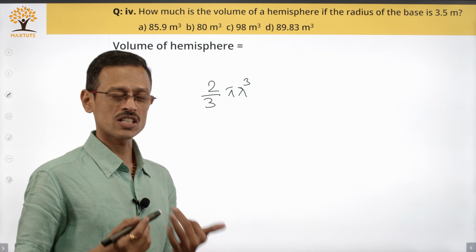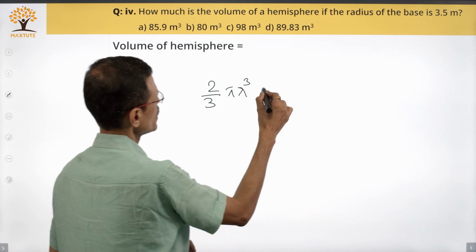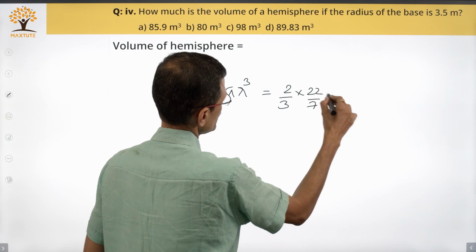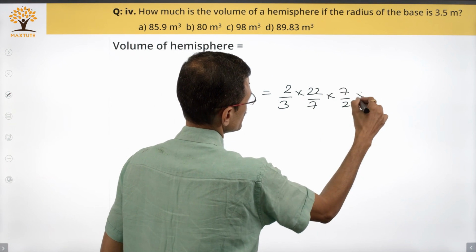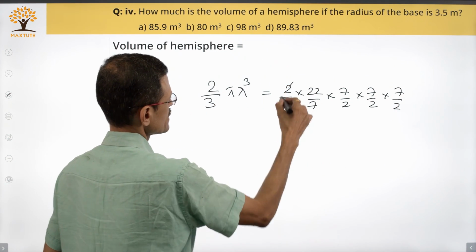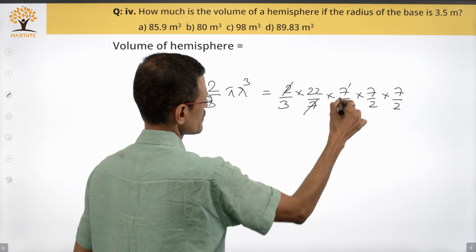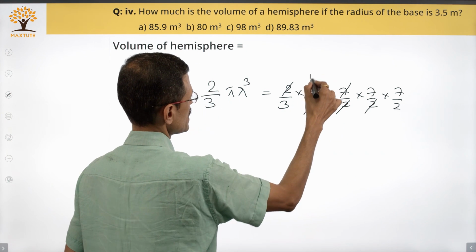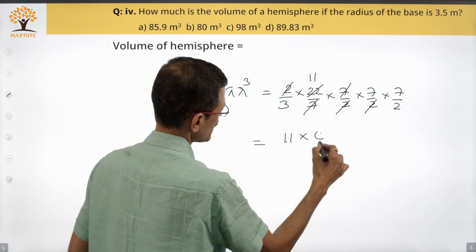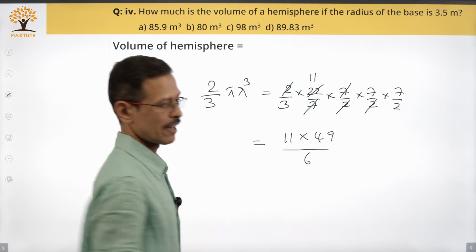Let's take the 3.5 as 7 by 2 for calculation purpose. So this is the 2 by 3. Pi is 22 by 7, times 7 by 2, times 7 by 2, times 7 by 2. 2 gets cancelled with 2. 7 gets cancelled with 7. A 2 gets cancelled with this 22, leaving 11. So what do we have here? 11 times 49 divided by 6 is what we have.